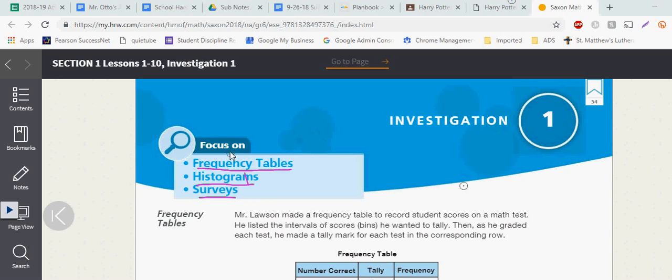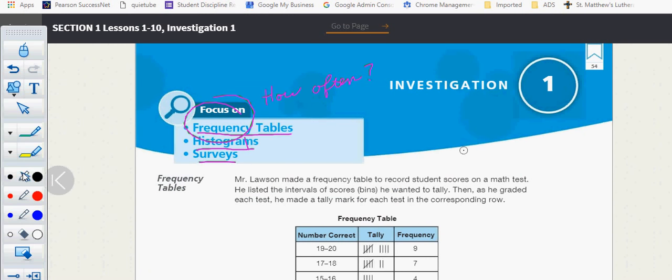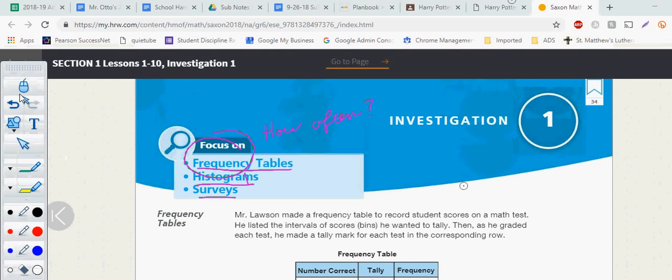First of all, do you remember what the word frequency means? Frequency refers to how often, how many times. How frequently do you go to McDonald's each month? How many people made the basket? How many? How often? Okay?